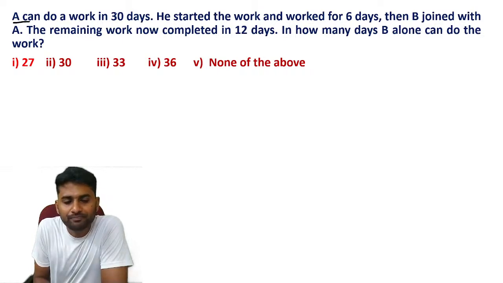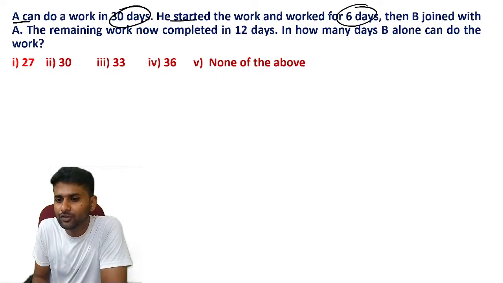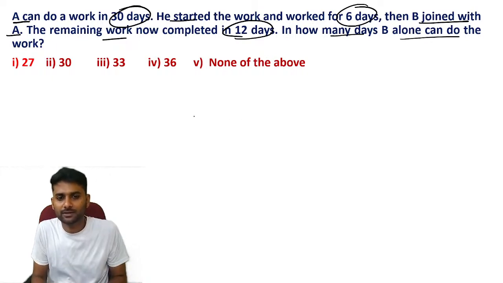Now see this question. A can do the work in 30 days. He started the work and worked for 6 days. And B joined with A. The remaining work is completed in 12 days. In how many days can B alone do the work?